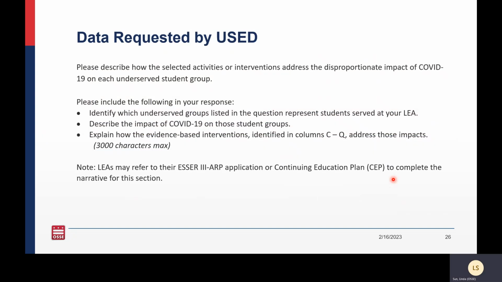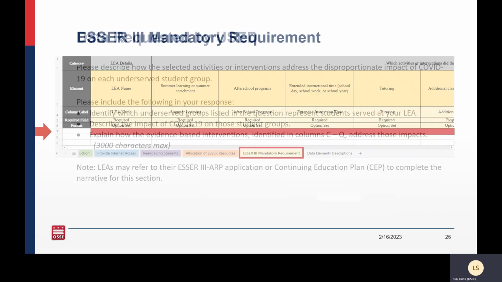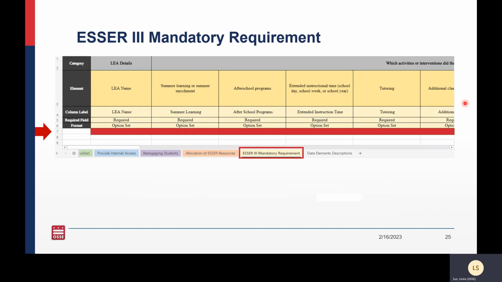So after you've marked true, false on all these different options, there is an actual narrative question at the end as well that asks you to describe the activities and interventions that you implemented using ESSER 3 ARP. We're asking that you include in your response identifying which underserved groups were supported by the intervention, the impact of COVID-19 on those students, and then how those interventions address those impacts. This narrative should be all inclusive of everything you mark true between these columns.